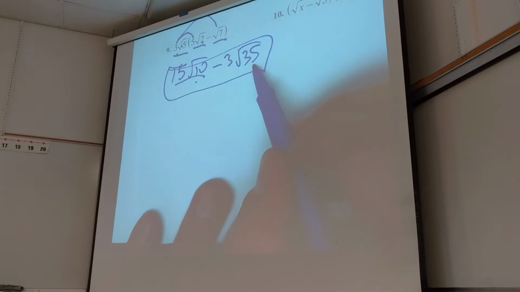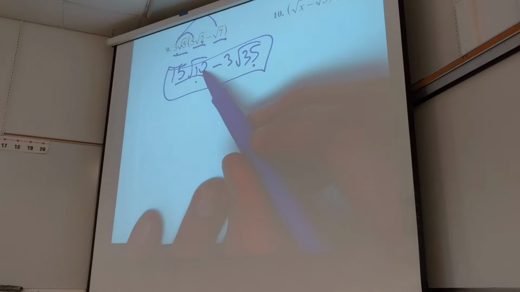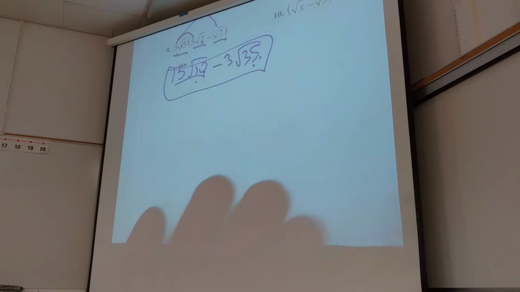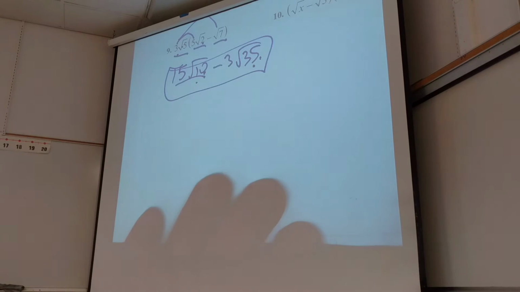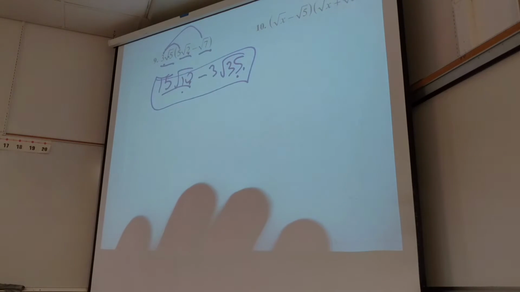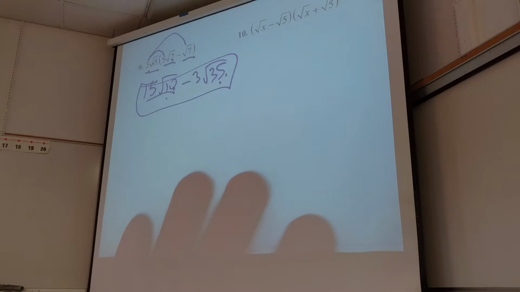Are these like terms? No. 10 has got only 1 5 and 1 2. 35 has only got 1 5 and 1 7. So nothing can be done. So I'm done. So sometimes there will be one step. Let that happen.